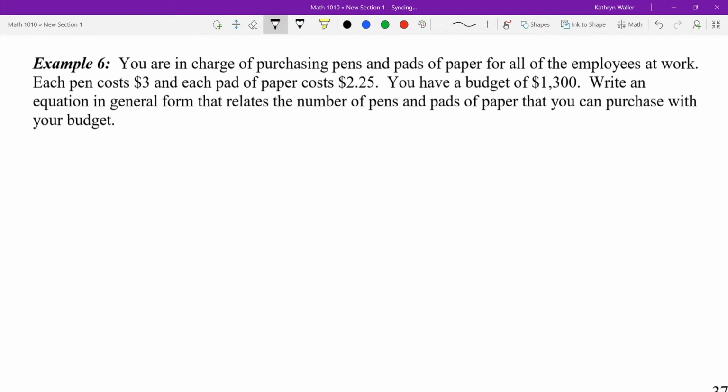This is easy, okay? So I'm going to say pens and paper. Those are my variables. I'm going to let pens be something and paper be something else, some variable. Let's just do x and y. So the number of pens is x. The number of pads of paper is y. Each pen costs $3. So to get the total amount that I spent in pens, I take the number of pens, and what do I do? Talk to me.